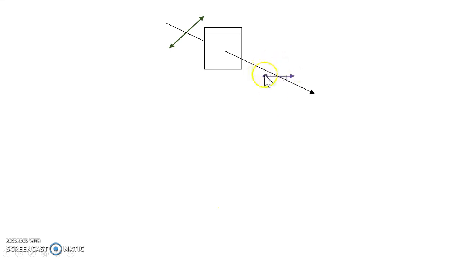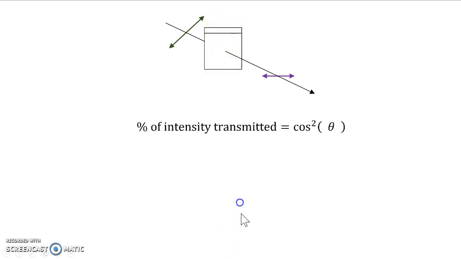In fact, any other component that this original light had gets absorbed by the filter. The percentage of the intensity transmitted is equal to cosine squared of the angle. And the angle here is the angle between the incident polarization plane before it passes and the transmission axis. We said that was 45. And this is an important trick. The cosine squared of 45 equals 1/2.